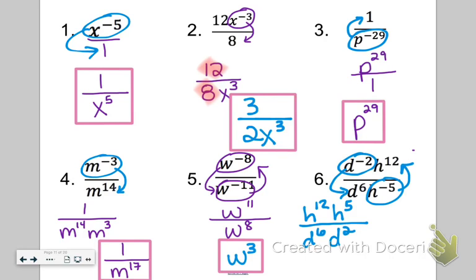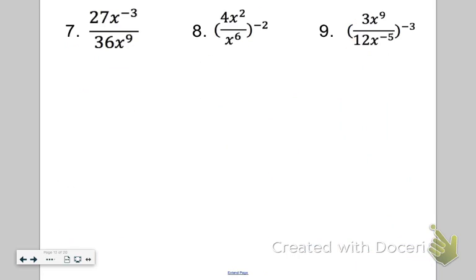Now we just have a multiplication rule in the numerator and a multiplication rule in the denominator, which says add our exponents. 12 plus 5 is 17, and 6 plus 2 is 8. There we go. All right, let's look at the next slide.